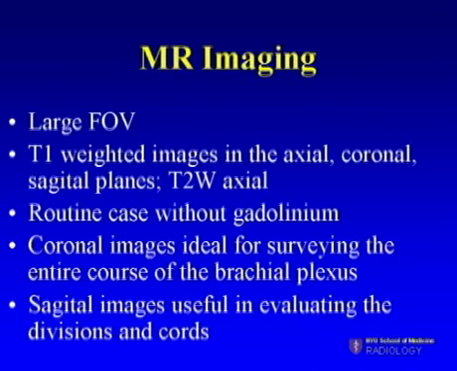So what we tend to do is do two separate sequences where we image both right and left. We tend to do the symptomatic side first. We use a large field of view, and then we do T1 weighted images in the axial, coronal, sagittal planes, followed by an axial T2 weighted image. We tend to do the sagittal images in a somewhat oblique orientation, routine cases without gadolinium, and what becomes really important is that the coronal images are ideal for surveying the entire course of the brachial plexus, and sagittal images are useful in evaluating the divisions and chords.